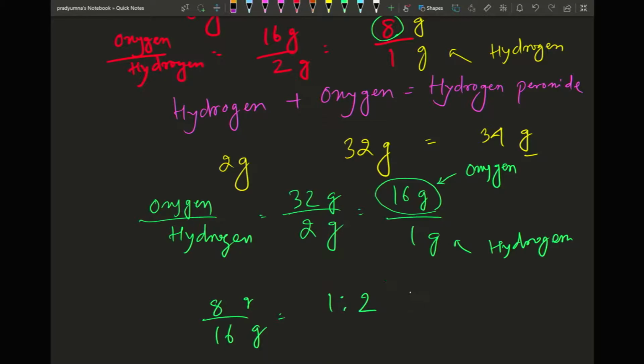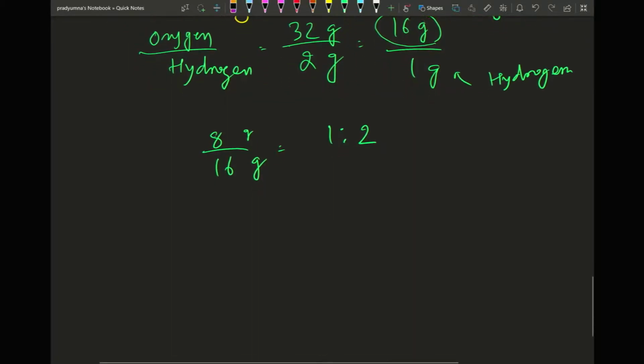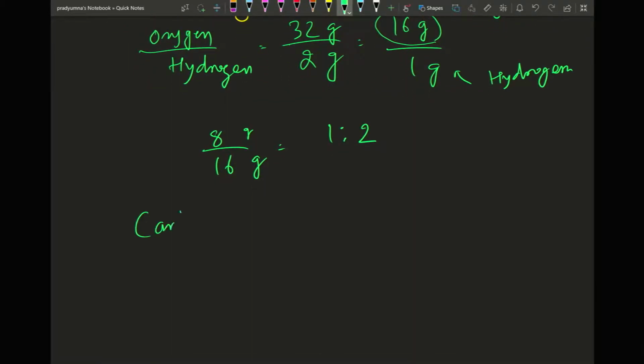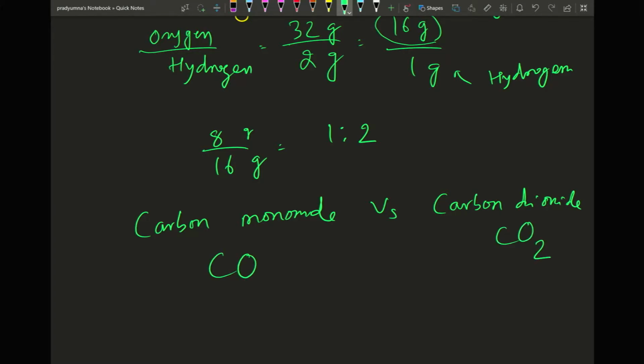You can do this with another example, where carbon monoxide versus carbon dioxide. Carbon monoxide is CO and CO2. So you can find examples and prove the law of multiple proportions. All right, let's stop here.